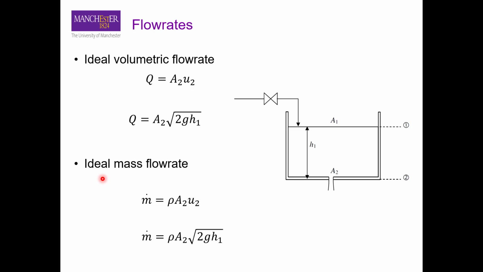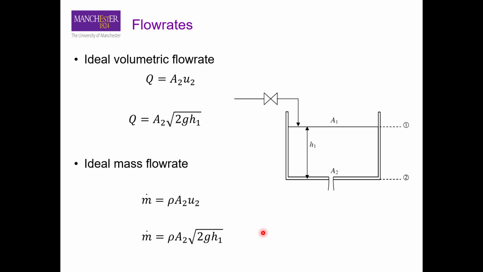And we can also calculate the mass flow rate. If we multiply the volumetric flow rate with density, we get the mass flow rate. And if you put the values of Q, for example, or u and A2 in this equation, you get the mass flow rate here. Okay.